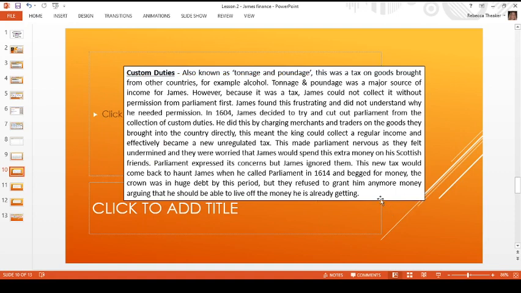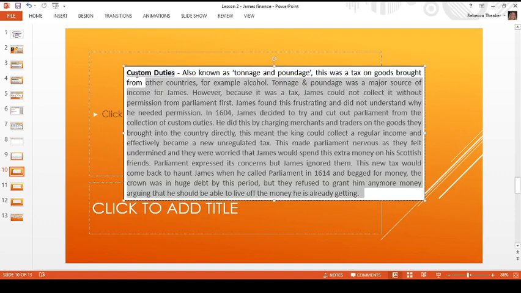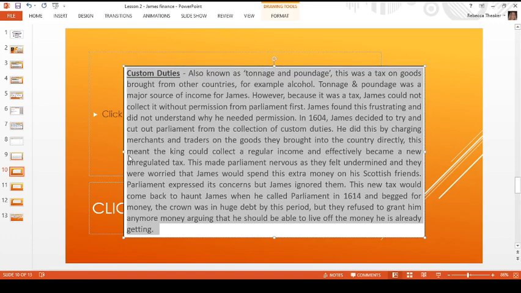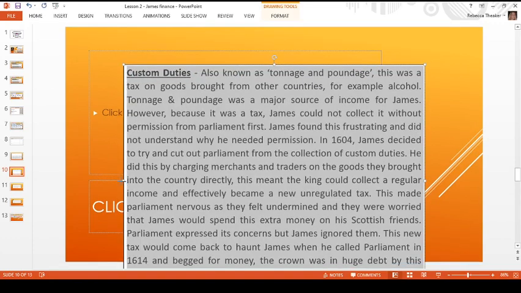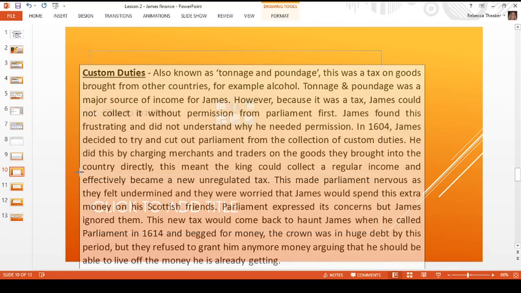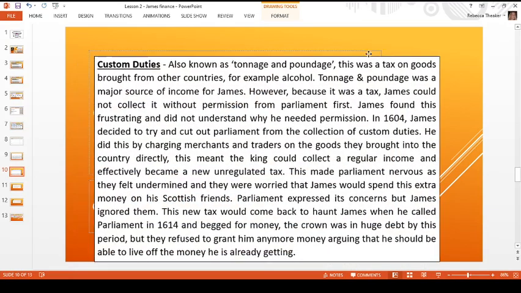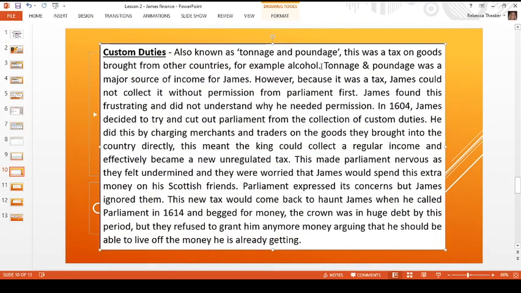Okay, number 2. Sorry, I've just realised I've made these all a little bit too small. Make them bigger. Number 2, we are looking at custom duties. So, again, I'll put this little bit in red because that's the definition for you.